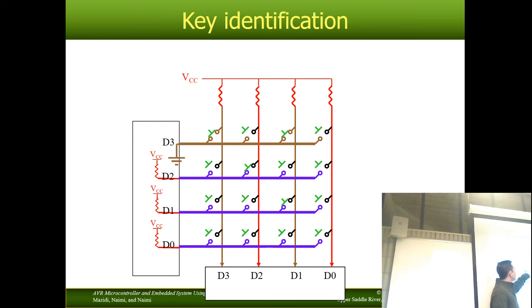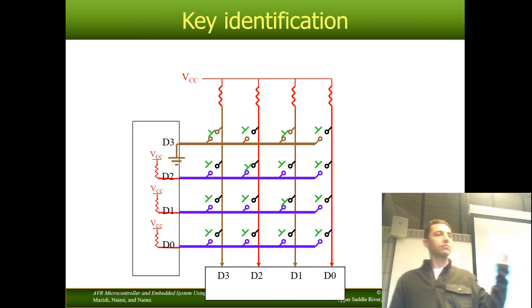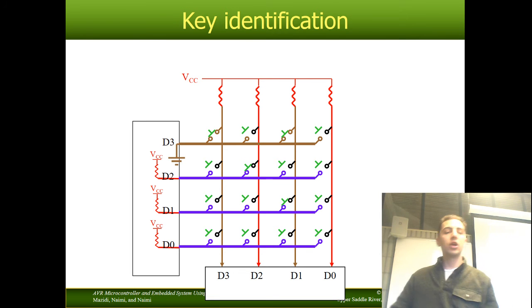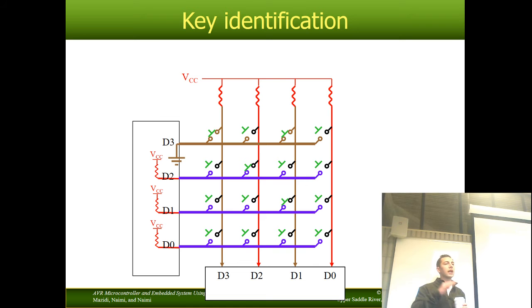By grounding this, and this button is pressed, I receive a 0 here. There's no button pressed here, so I receive a 1. There is a button pressed here, so I receive a 0. And finally, in the last column, no button pressed. So by looking at this, I have grounded row D3, and I received a 0, 1, 0, 1.